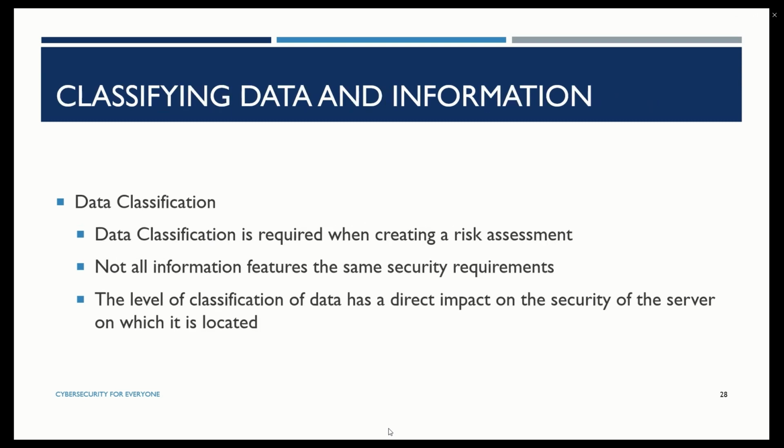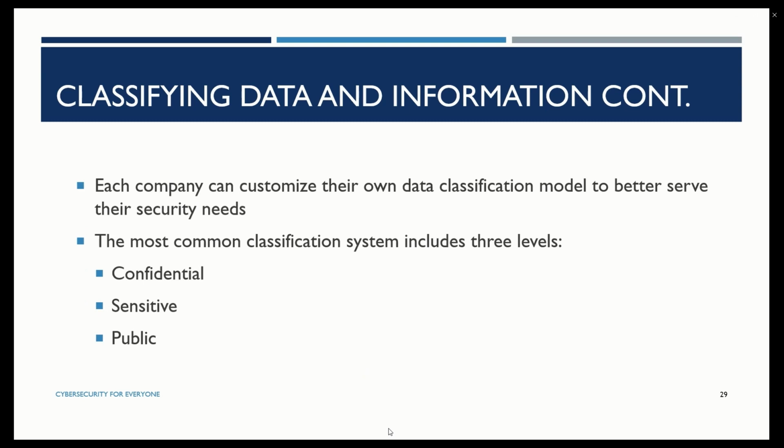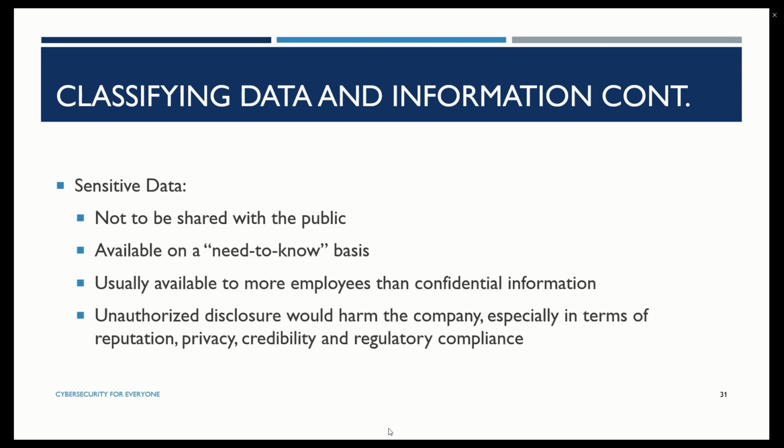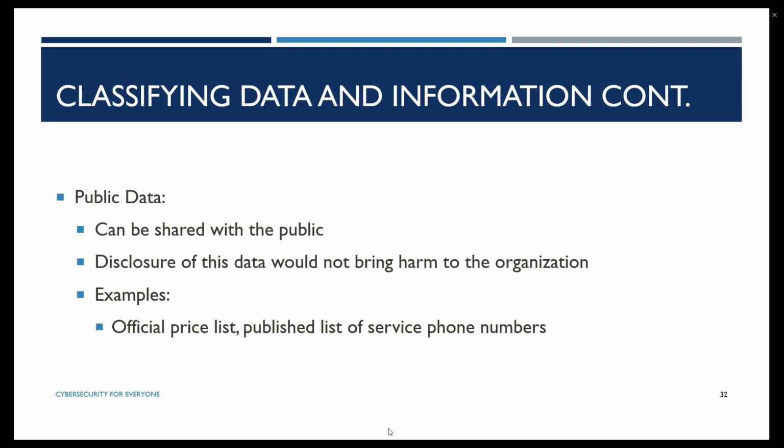Now, data classification is required when creating a risk assessment, as not all information features are the same. Each company can customize their own data classification model. Confidential data is data that should not be shared with the public and not to be shared with all employees. Sensitive data is not to be shared with the public, and it's available on a need-to-know basis. Public data can be shared with the public. Disclosure of this data would not bring harm to the organization.